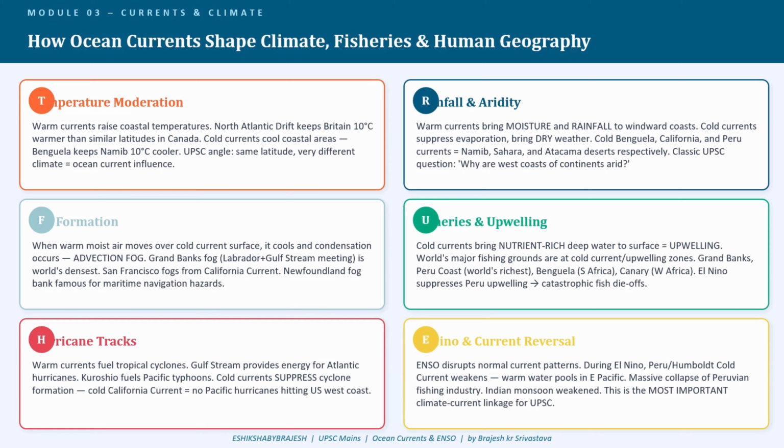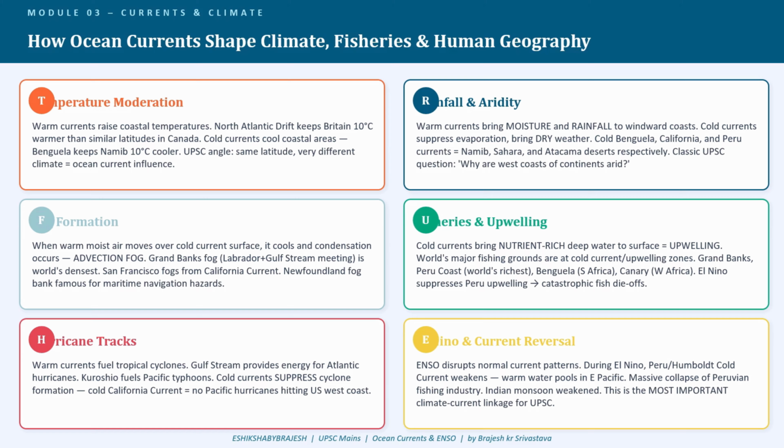Effect 5: Hurricane and cyclone tracks. Ocean currents determine where tropical cyclones intensify and where they die. Tropical cyclones need sea surface temperatures above 26 to 27 degrees Celsius to form and maintain themselves. Warm currents provide this energy. The Gulf Stream fuels Atlantic hurricanes. The Kuroshio fuels Pacific typhoons.